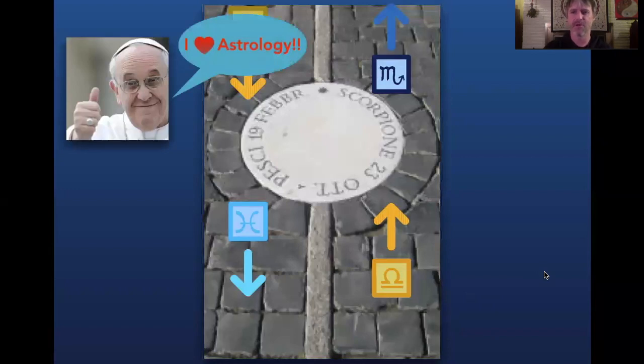Regardless, the Pope loves astrology. Antiscia is a really cool thing to look at. Yeah, it relates signs that aren't necessarily said to be related by aspect according to the Hellenistic or Ptolemaic aspects, for example.